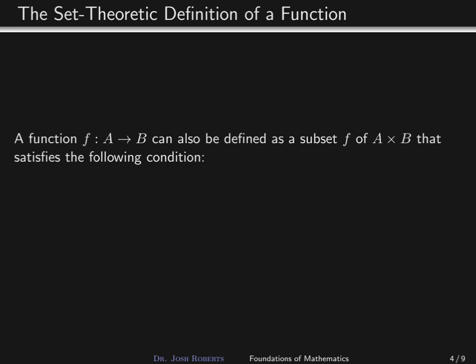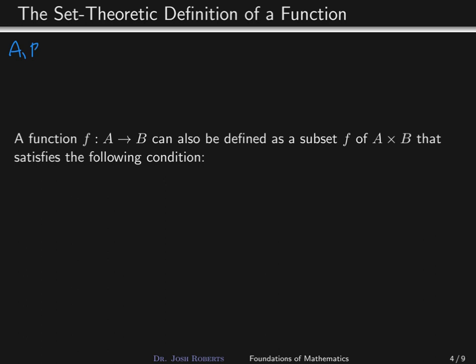All right, so here's another way to define a function, set theoretically. A function from A to B is defined as a subset of A cross B that satisfies the following condition. Now, before I go into that following condition, let me talk about what A cross B is if you haven't had Calculus 3. If I were in class, I would ask you who's had it, but I can't do that.